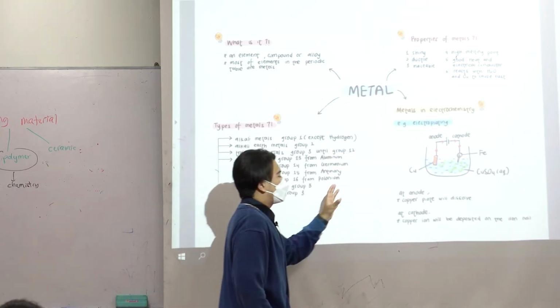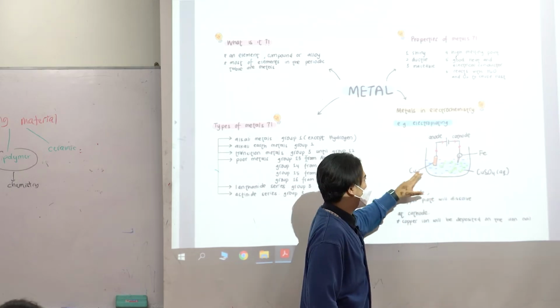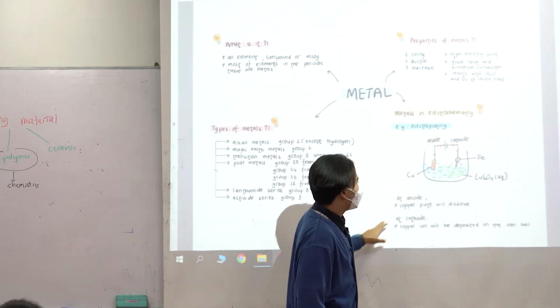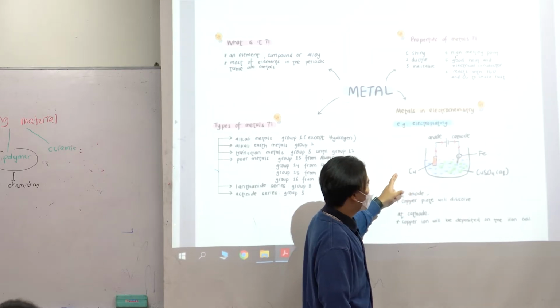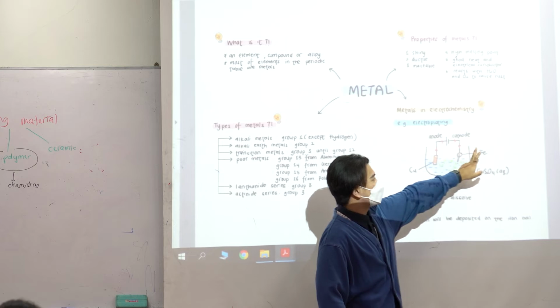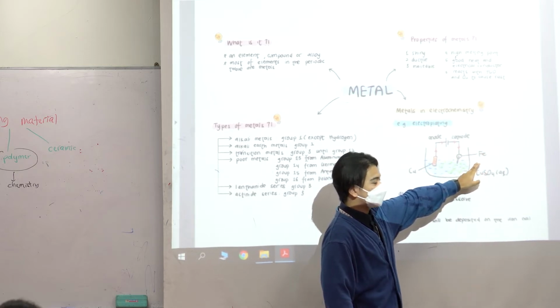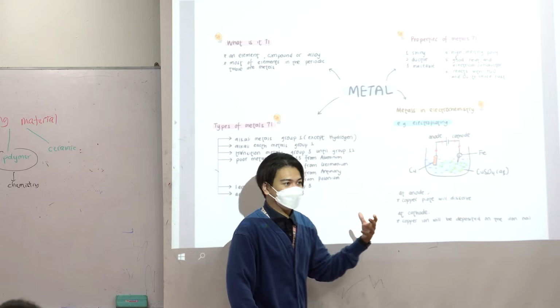When we submerge this in the copper sulfate solution, which is blue in color, this copper plate will dissolve and form copper ions. And then the copper ions will be deposited onto this nickel ion. And hence, the nickel will be electroplated by the copper.